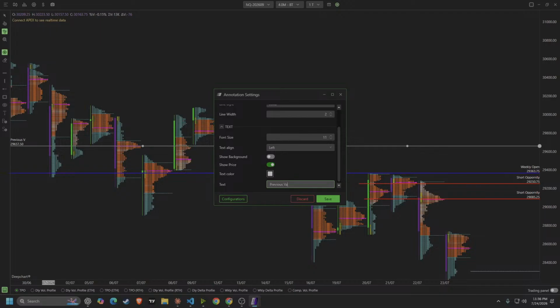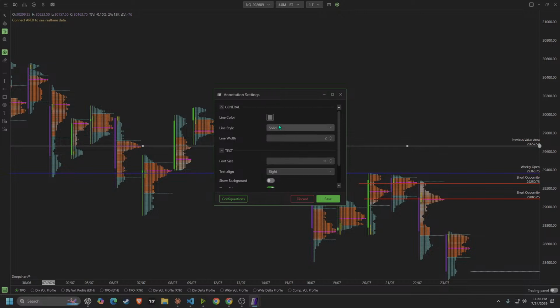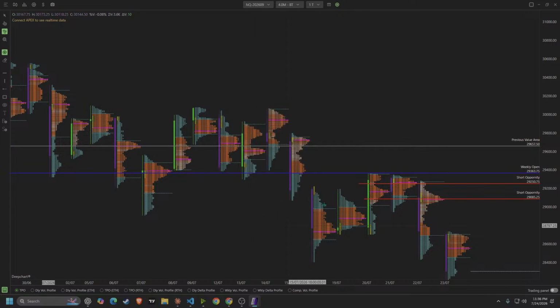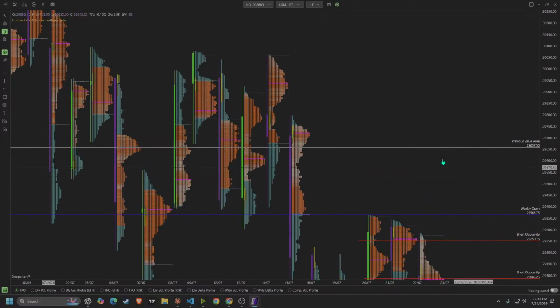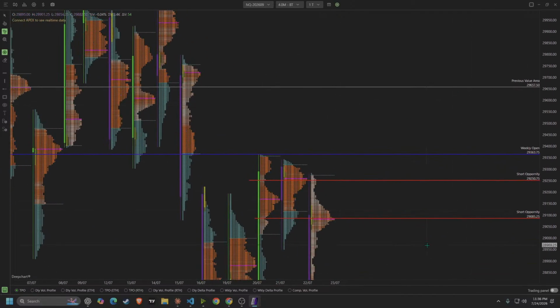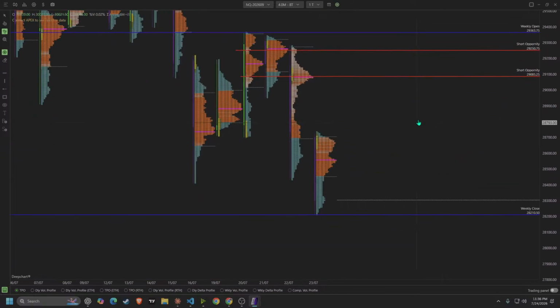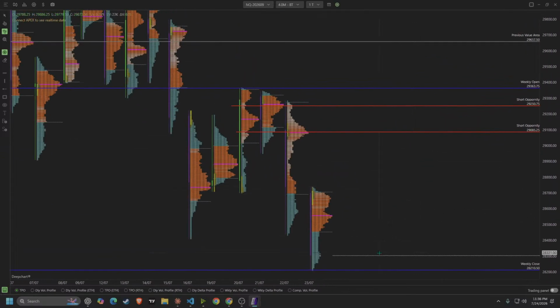We don't need to be super precise. All it was, was a previous value area where price spent time and two-sided trade occurred. White line color. Perfect. So now we have 4 levels, actually 5, and price sits right here.